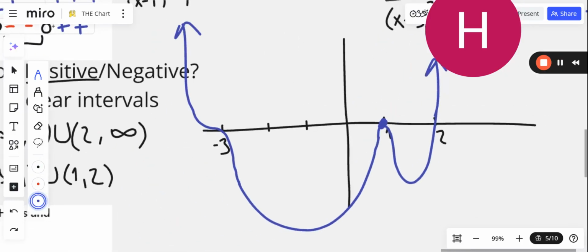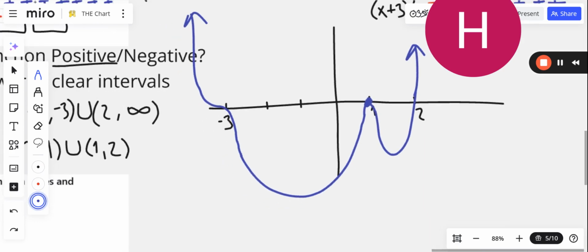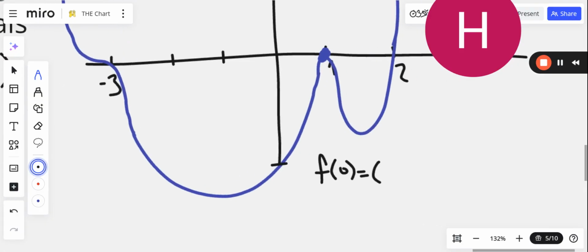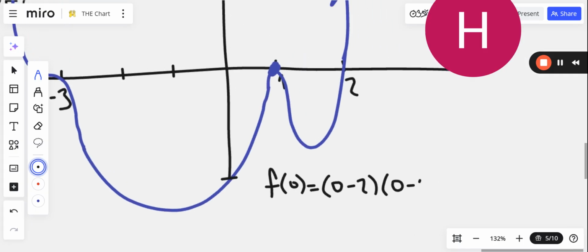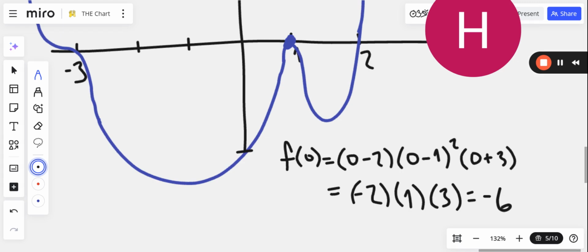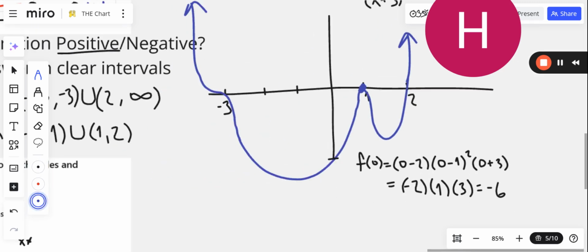Now here's what we don't really know about the graph unless we plugged in numbers. We don't know exactly how far down this goes. It's likely that it goes very far down. We could find the y-intercept by plugging in 0, and that's fairly easy to do. And I'm kind of curious, so let's go ahead and do that. So 0 minus 2 times 0 minus 1 squared times 0 plus 3. So -2 times 1 times 3. So it wouldn't be down too far. It would be down at -6, but that's still probably lower than I drew it. So it'd probably be something more like that.